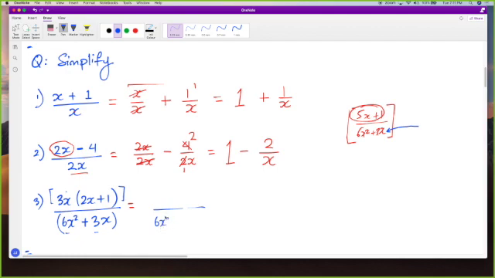6x squared plus 3x, and we have 3x times 2. 3 2's are 6x squared, and then 3x times 1 will be plus 3x. And look at that, we have 6x squared plus 3x over 6x squared plus 3x. So that means this number is the same as this number. The answer here is 1.